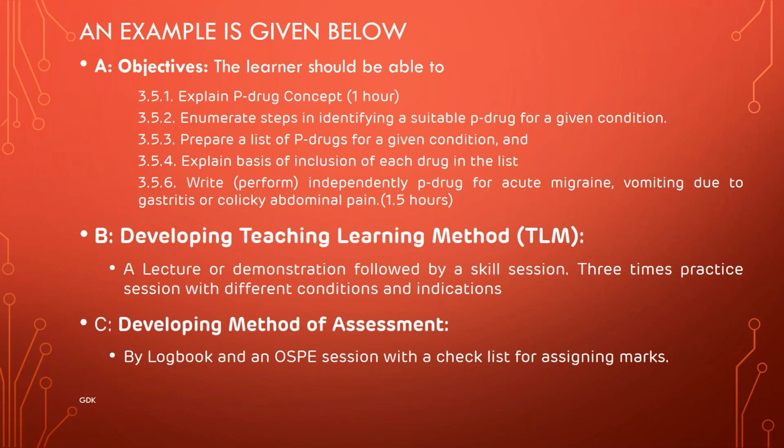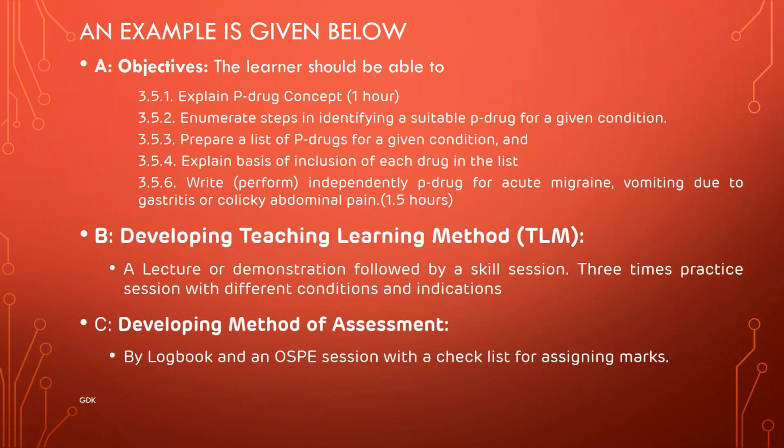Now this competency is 3.5. I have subdivided it into objectives: 3.5.1, explain P-drug. Point 2 is enumerate the steps in identifying a suitable P-drug for a given condition.